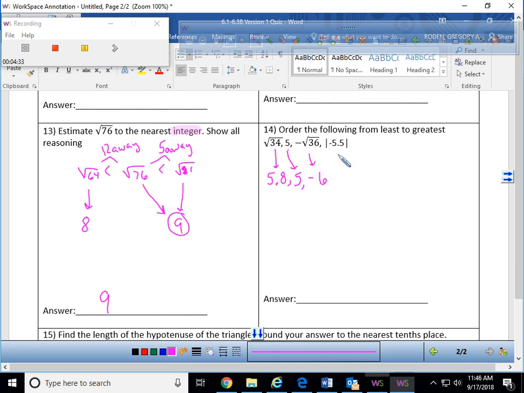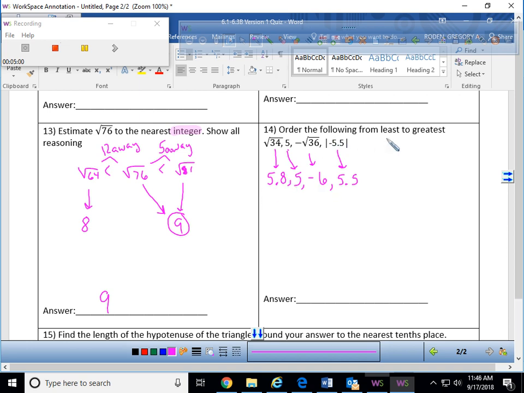And the last one, those are absolute values. Now, the key with an absolute value is it's always positive. So what's the absolute value of negative 5.5? It is positive 5.5. Absolute values are always positive. And that's something you should have probably learned in your 7th grade year. Okay, so let's find the smallest number.